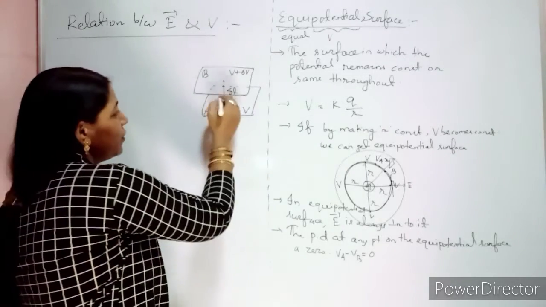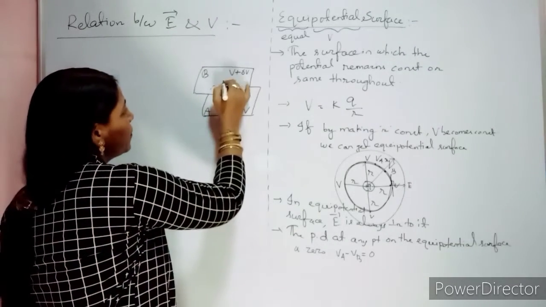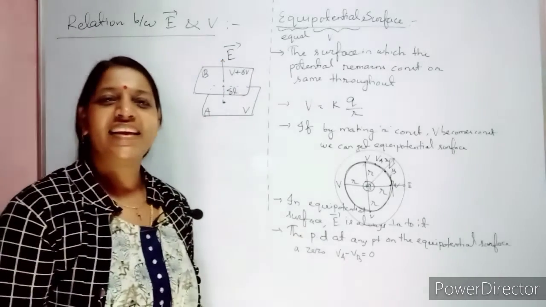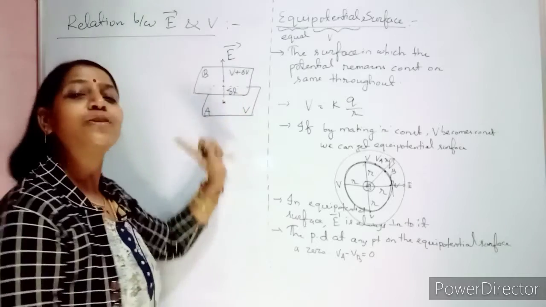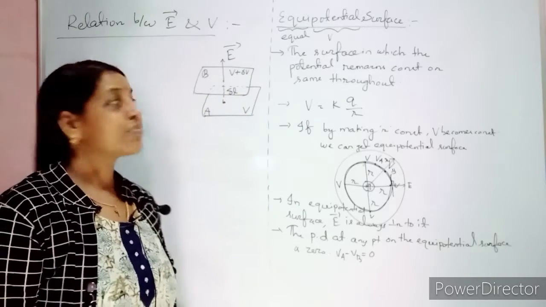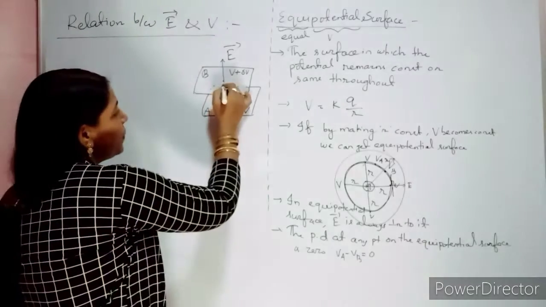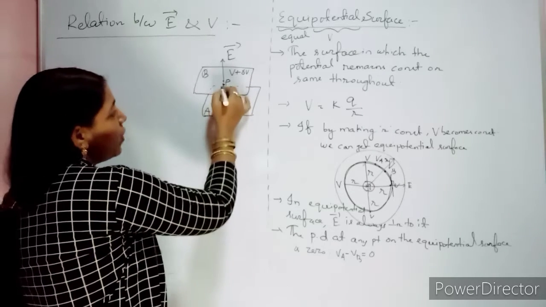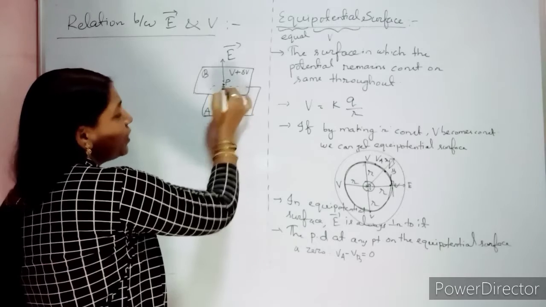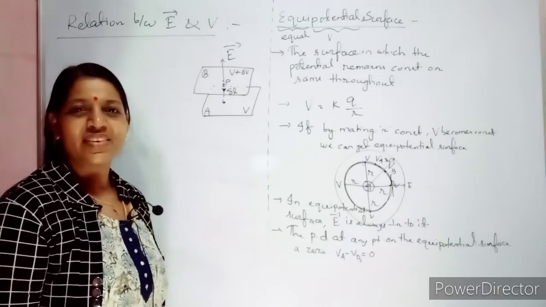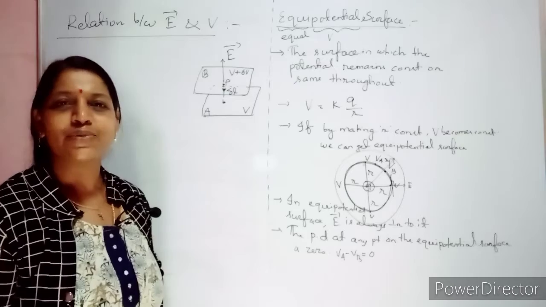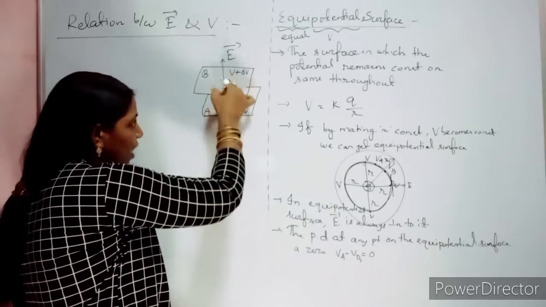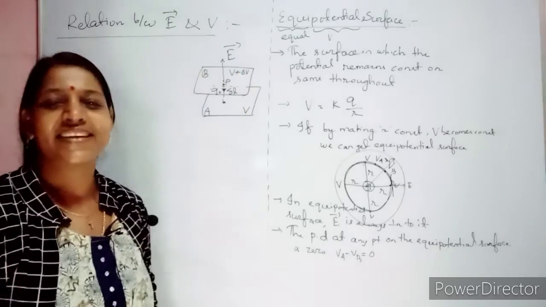Clear? And you know the electric field is always perpendicular to the equipotential surface. So this is your electric field, perpendicular to the equipotential surface. Now, you want to bring a charge from point P, one unit of charge, or one test charge of one coulomb, from plate B towards plate A.